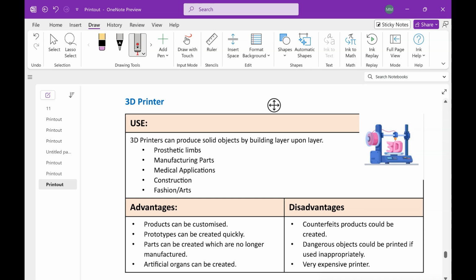Are we good? So the only difference between 3D printers and the rest of the printers we discussed is that 3D printers print solid objects. Solid objects.